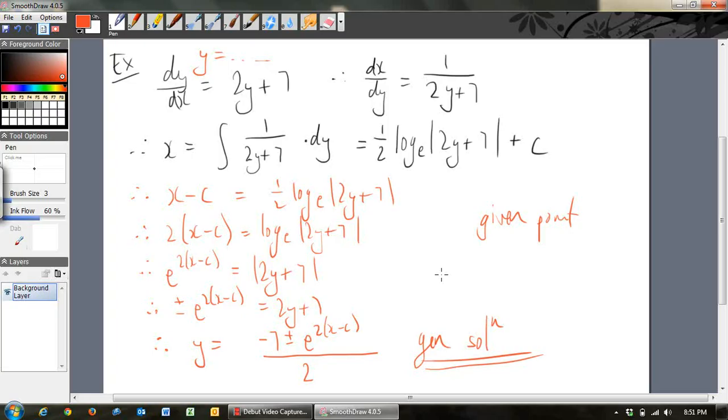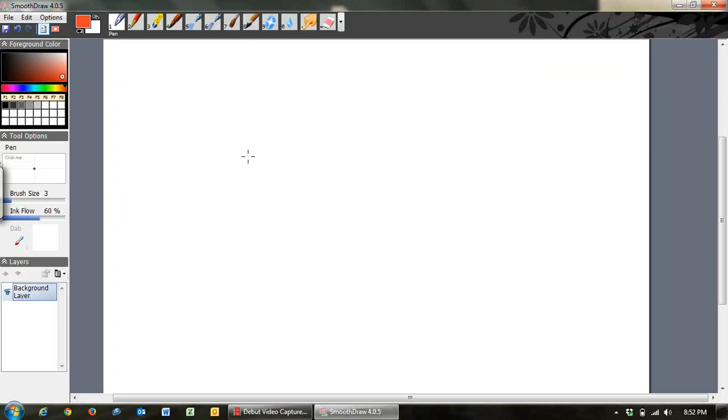Okay, so very good. If the question did say something like y was greater or equal to 0, then here you would know 2y plus 7 is positive. You could just remove the modulus there and not have to worry about the plus or minus. But if you're told nothing about y, you must continue on and let it be a plus or minus. So there are some things to be really careful about when doing DEs.